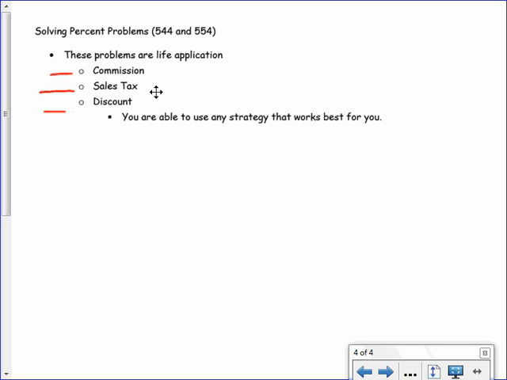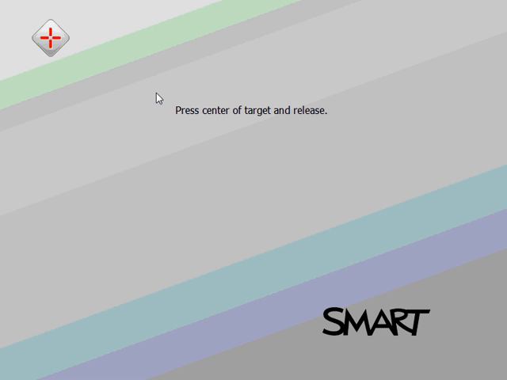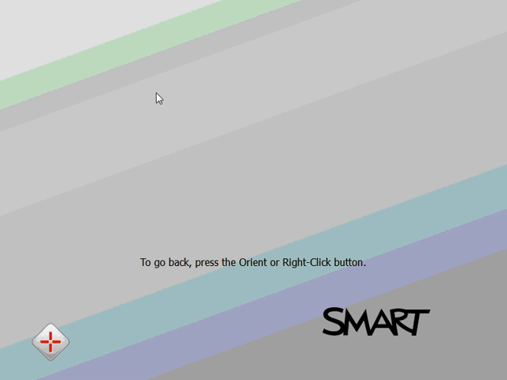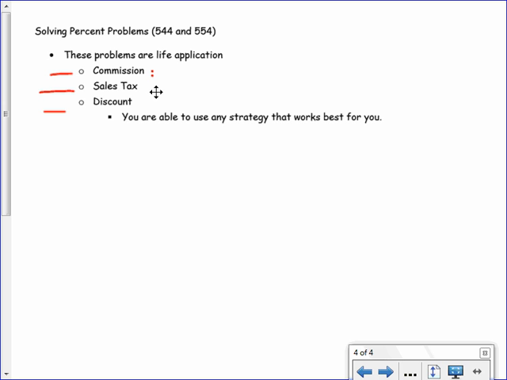Hopefully you know someone who works on a commission job. A commission is earning a percentage of the sales that you have. So car salesman, furniture salesman, cosmetics, a lot of your sales jobs are that way. And sometimes you can make pretty good money that way. But if we look at example 2, it talks about Carrie, who's earning commission, and it shows how she goes through that solution.